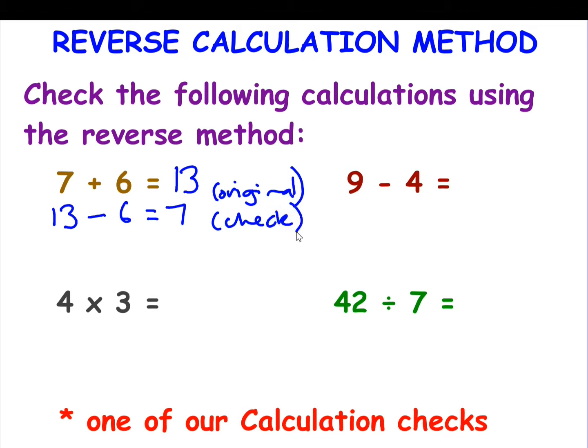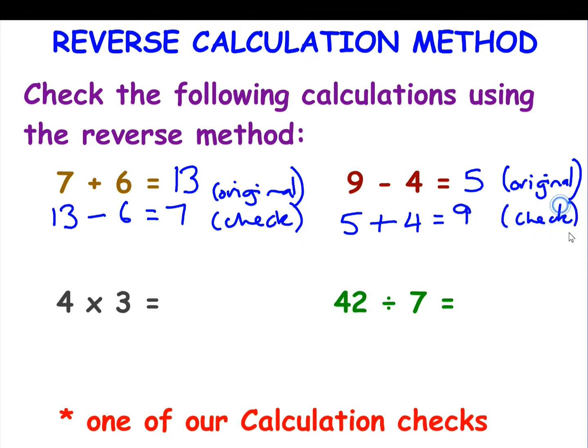Let's do the same for the next one. 9 minus 4 is 5. That's our original. And then to reverse the calculation, our answer becomes our first number. We reverse the function, we leave the 4 where it is, and our first number becomes our answer. And this is our check. Did you get these correct? If not, give them another go or make up some calculations and try the check yourselves.